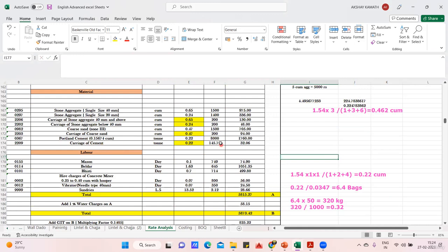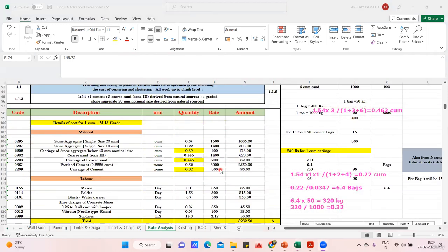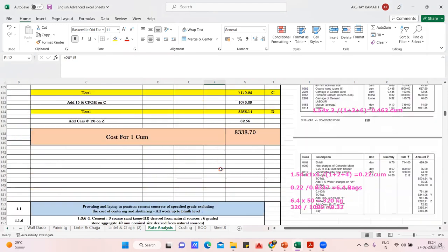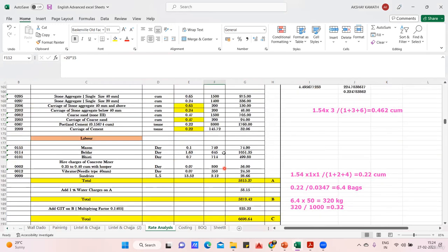Carriage of cement, again, I told you for 0.22, how much is it? You have to do the same calculation. How much did I take here? I took 300 rupees as the carriage charge, because in 1 ton, 20 bags will come, and for one bag, if they charge you 15 rupees, then 20 into 15 will be 300. So you can input 300 rupees here. According to that, the rate will come.